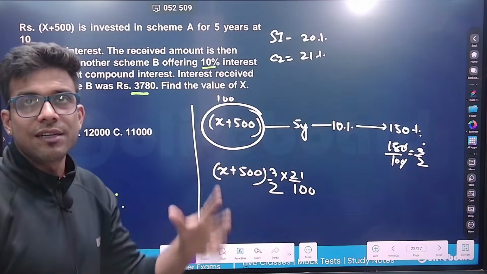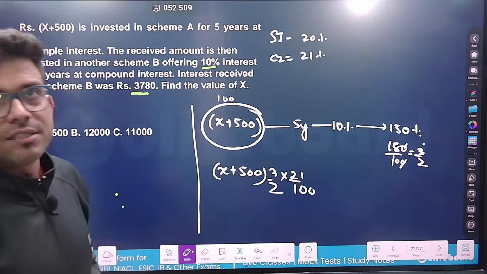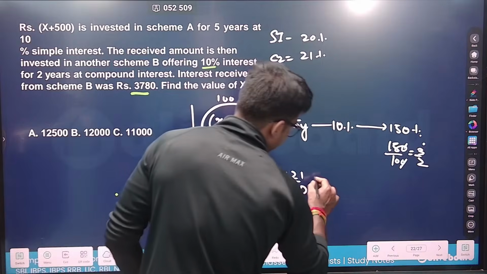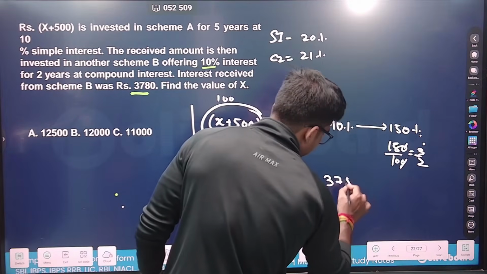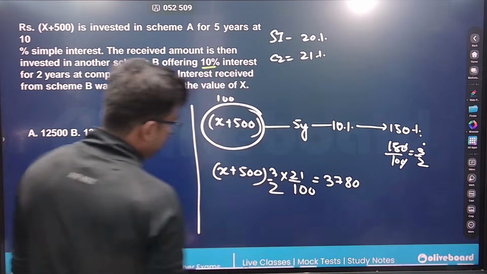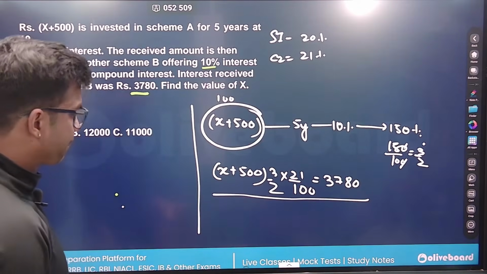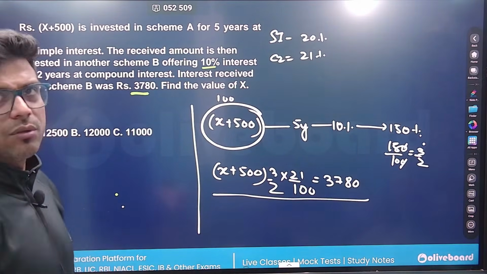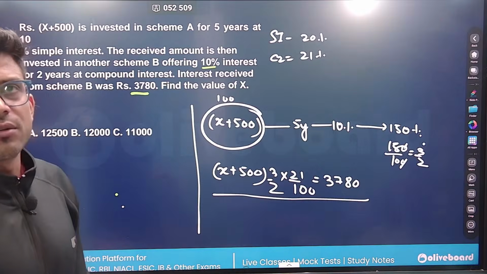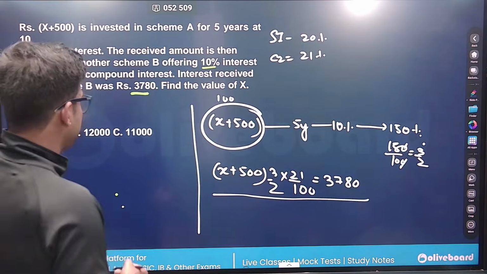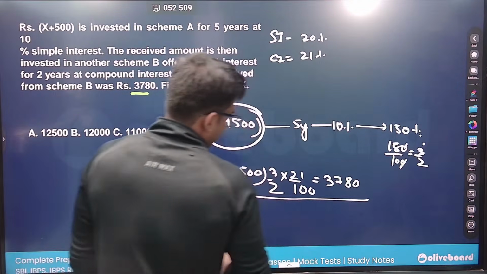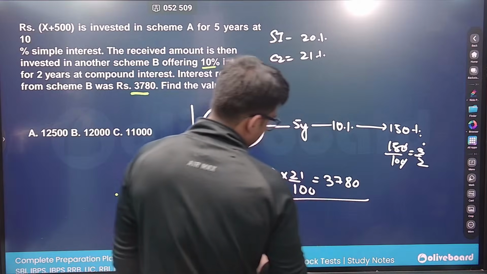Now this is basically equal to what? 3780. So can I write this would be equal to 3780. Now the point is that you need to solve this part to get your answer. Correct? How can you do so? Okay, how can I do so? Let's go for it. First of all, this would be how much?